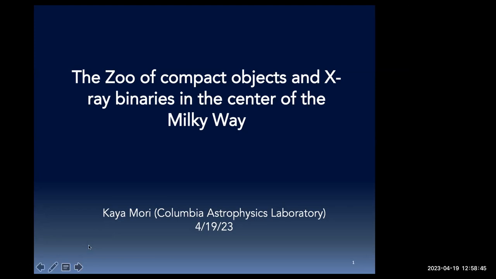His research interests are very broad, under the general umbrella of high energy astrophysics, X-rays and above, and galactic sources. That encompasses X-ray binaries and transients, CVs, pulsars, magnetars, pulsar wind nebulae, supernova remnants, PeVatrons, molecular clouds in the galactic center, Sagittarius A*, and so on. The title of his talk today is The Zoo of Compact Objects and X-ray Binaries in the Center of the Milky Way. Thank you so much for being with us. Kaya, the floor is yours.